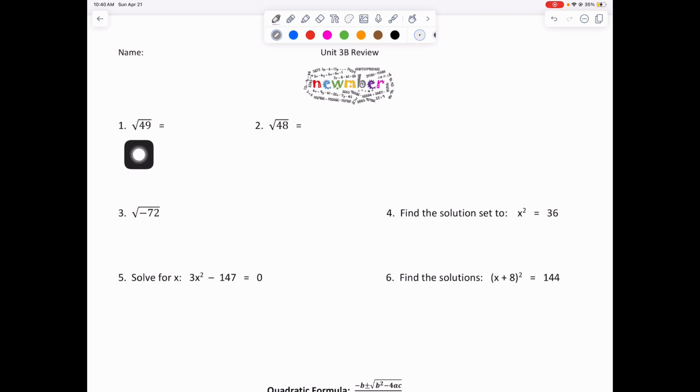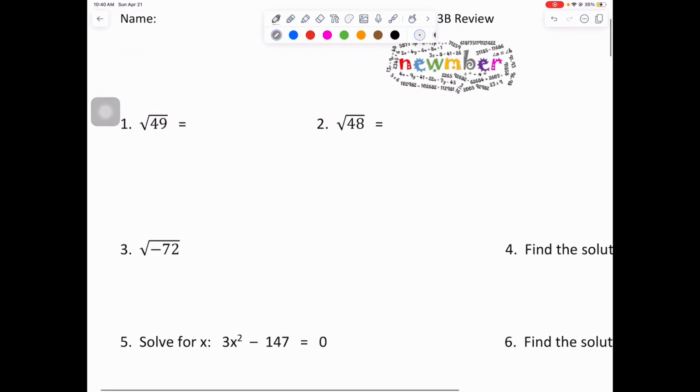If we're given the expression the square root of 49, well, the square root of 49 is equal to, yes, it is 7. However, note to self, negative 7 times negative 7 also gives us that positive 49. So our answer is plus minus 7. If it's looking for the solution set, like we will later in number 4, we would just write it as 7 comma negative 7.